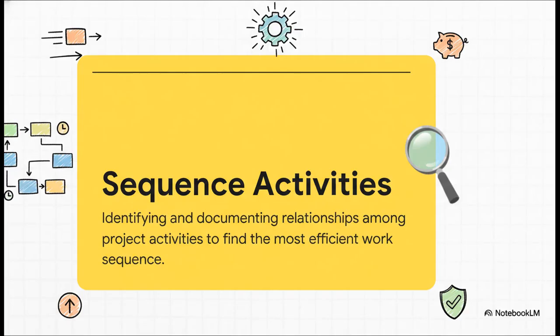And here is the official definition from the PMBOK guide, which is basically the Bible for project managers. I want you to focus on that last part: for the greatest efficiency. See, this isn't just about putting things in order. It's about finding the best order to save time, to cut down on risk, and to make sure you're using your people and resources in the smartest way possible.